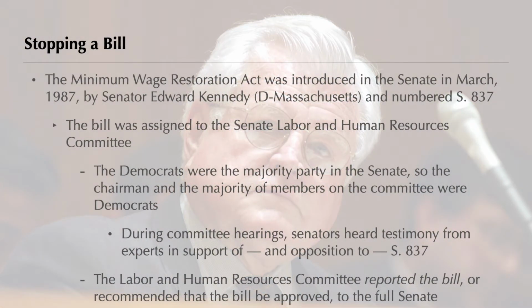In March 1987, Senator Kennedy, a Democrat from Massachusetts, introduced the Minimum Wage Restoration Act, numbered S 837. The bill was assigned to the Labor and Human Resources Committee. The Democrats were the majority party in the Senate at this time, so the chairperson of every committee was a Democrat. Senator Kennedy was chairman of the Labor and Human Resources Committee, and from this powerful position, he was able to move the minimum wage legislation forward by scheduling hearings on the bill.